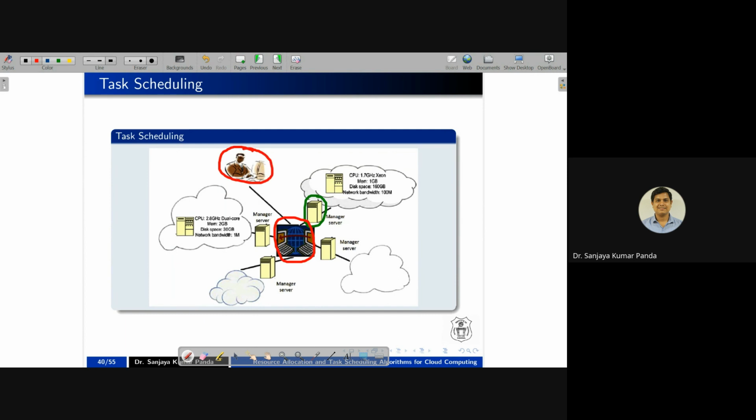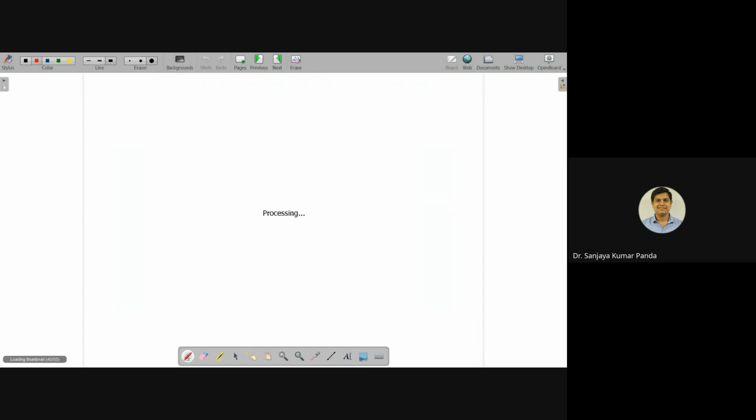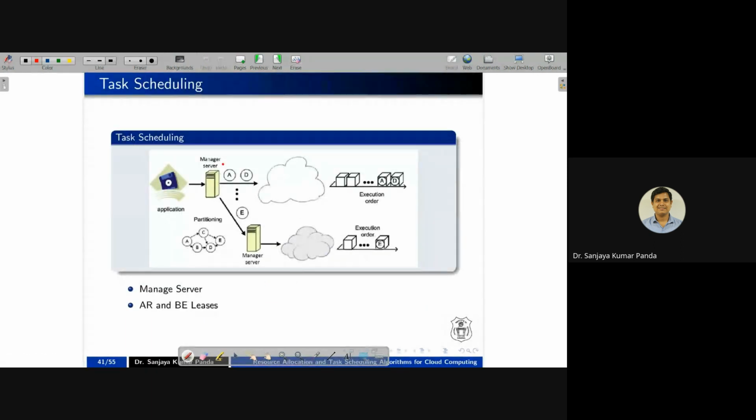But the problem with the centralized approach is that if the centralized node fails, then it is difficult to keep track of all the manager servers and their corresponding clouds. That's why the centralized approach is not a good solution, because it is prone to a single point of failure. So in order to avoid this, what happens? A user may send a request to a manager server with its application, and you know an application is represented in the form of a data flow graph or a directed acyclic graph.